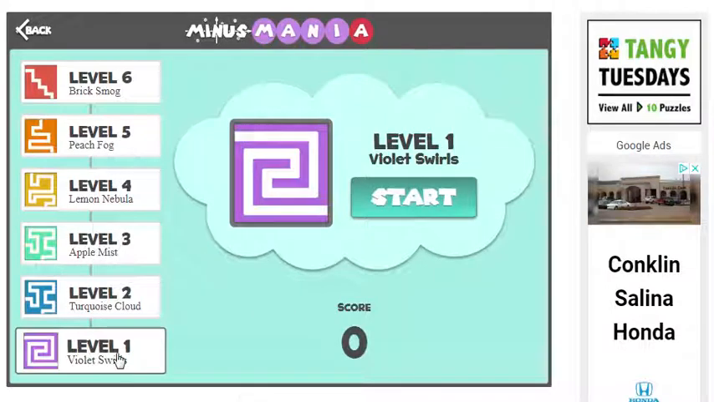Now in Minus Mania, essentially what you are using here is the idea of negative numbers, which is not a skill that's widely explored in elementary school. In 5th grade they might explore it a tiny bit, but really that's more of a middle school standard or skill that they're starting to explore.